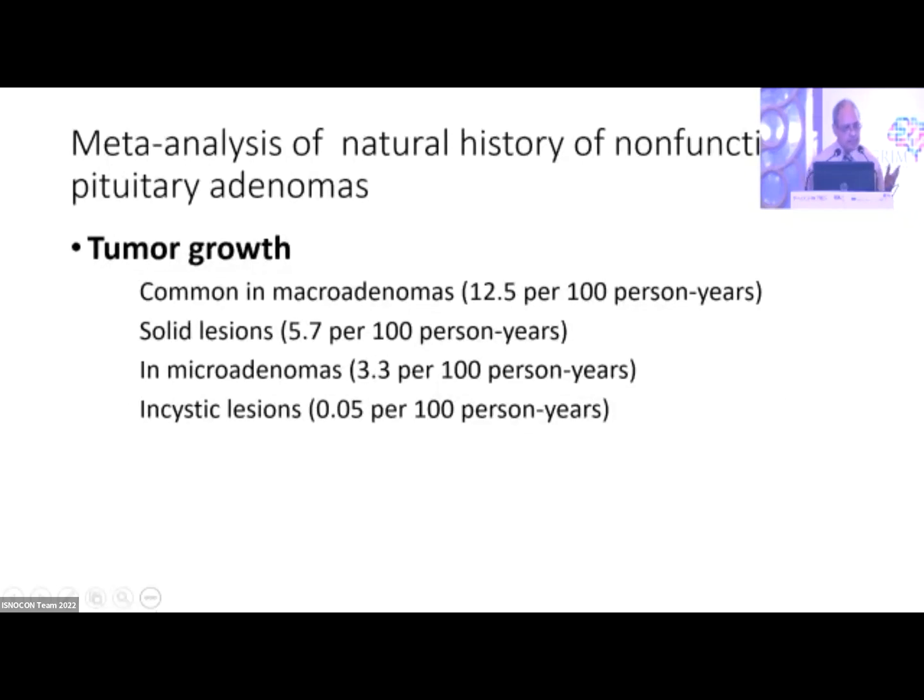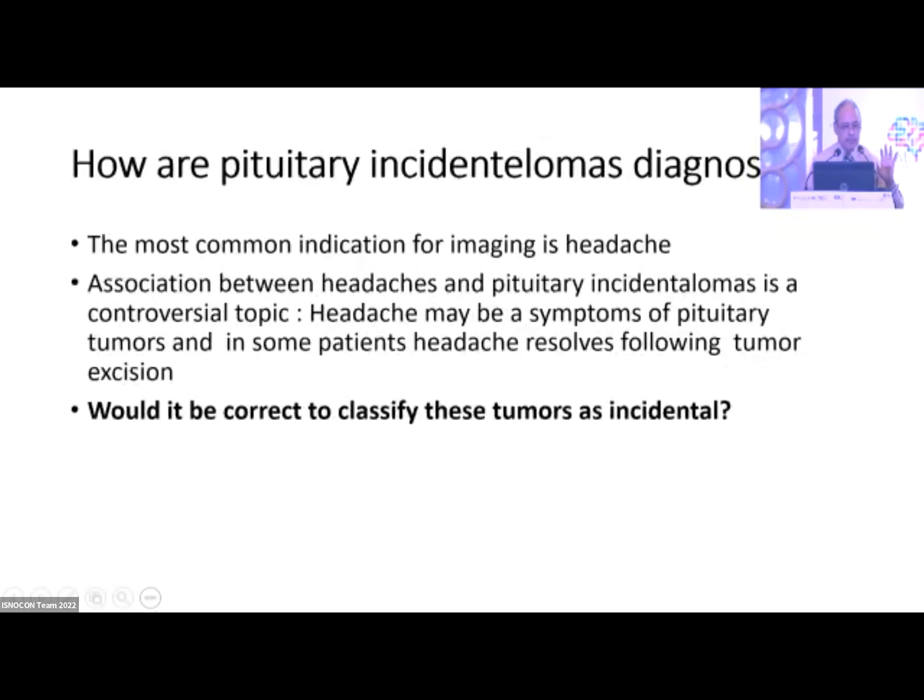And there's a meta-analysis done on that, which shows that the macroadenomas grow at the rate of 12.5% per year, 5 to 7% for solid tumors, 3.3% for microadenomas, and in cystic lesions, it's negligible, almost 0.5%. So you have to very carefully choose these patients and try to explain what are the possibilities.